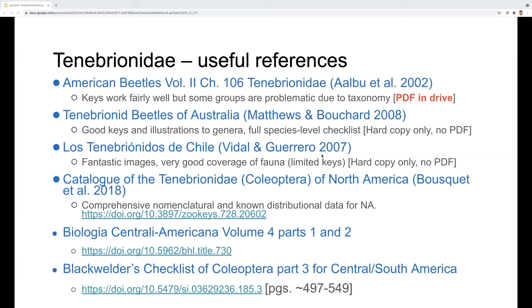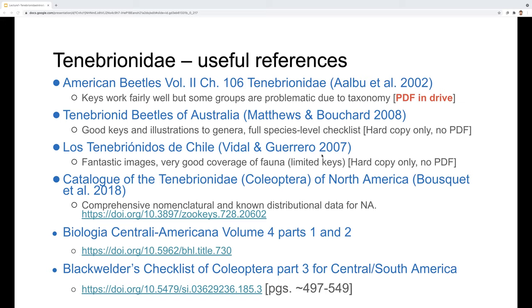They work pretty well. A few groups are problematic, mostly due to taxonomy, just because they haven't been revised since Casey, and that's a problem. But other than that, the keys work well, even though it's a bit outdated as far as modern classification. But that's the primary identification resource that's available, and it's great.